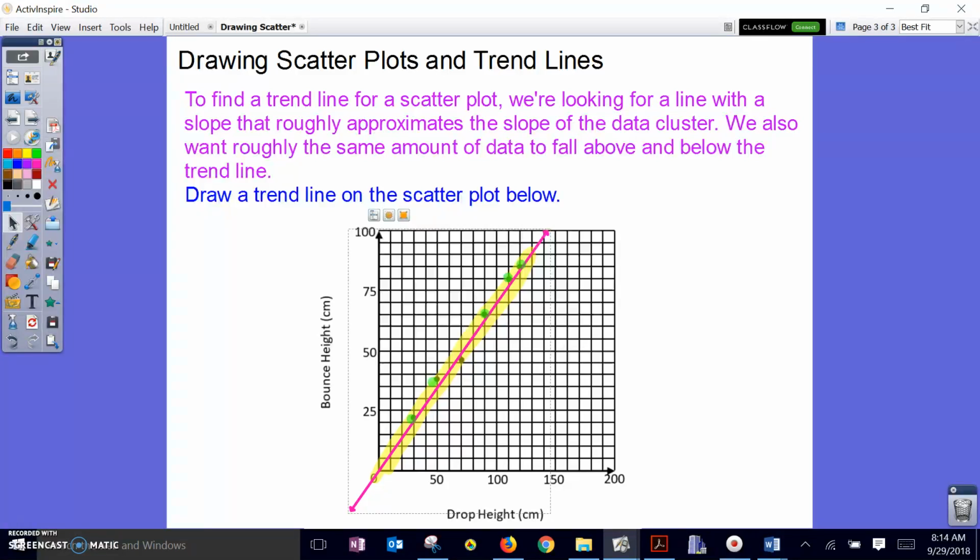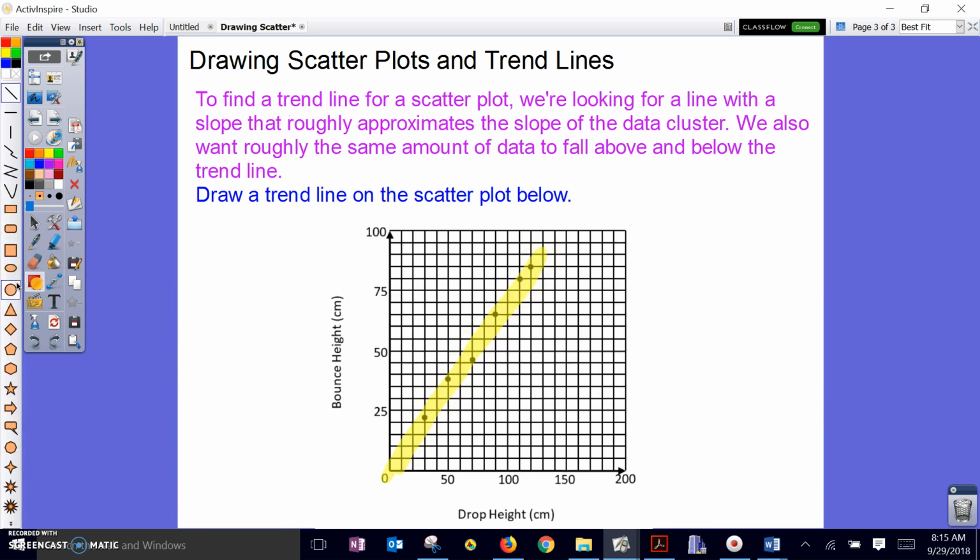And so let me see, I've got to get rid of that trend line. I used the wrong tool to draw my trend line. Let's use this tool instead. All right. So now I'm going to try again with my trend line. Again, I want my slope to roughly approximate this highlighted area here. Now this one's a little better.